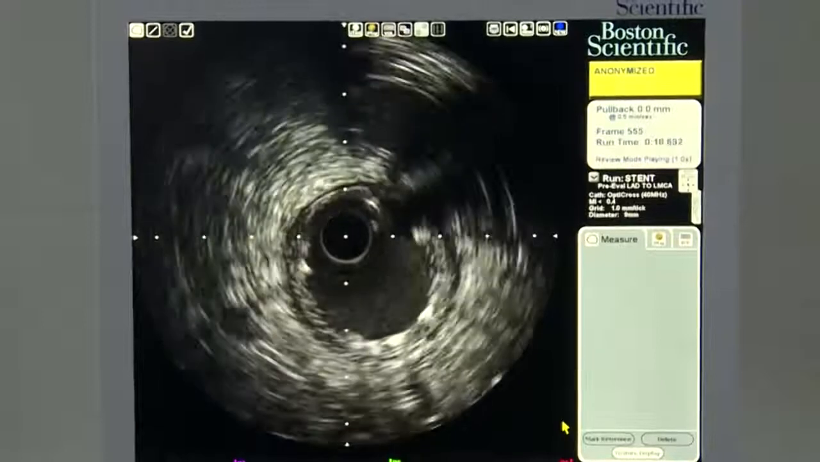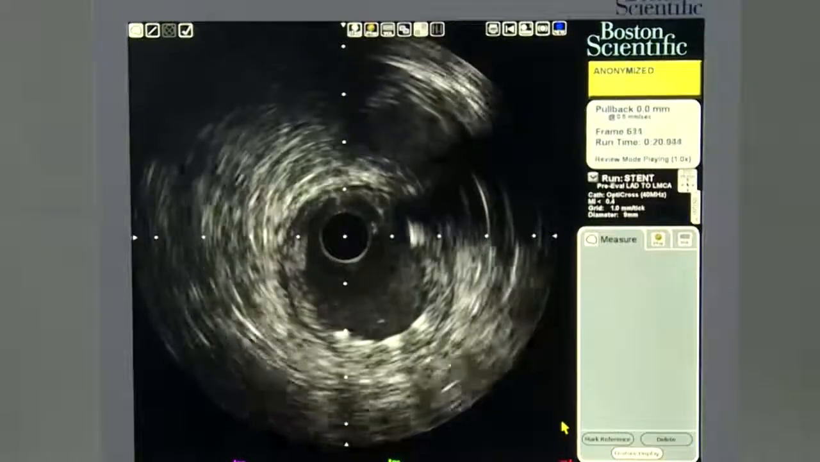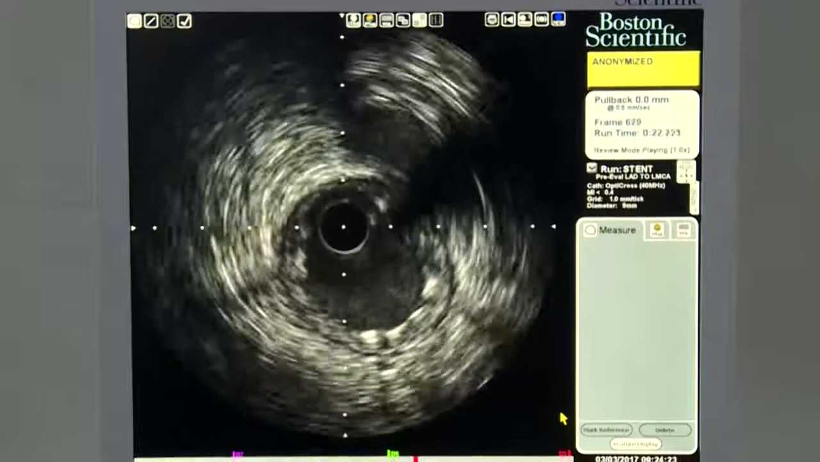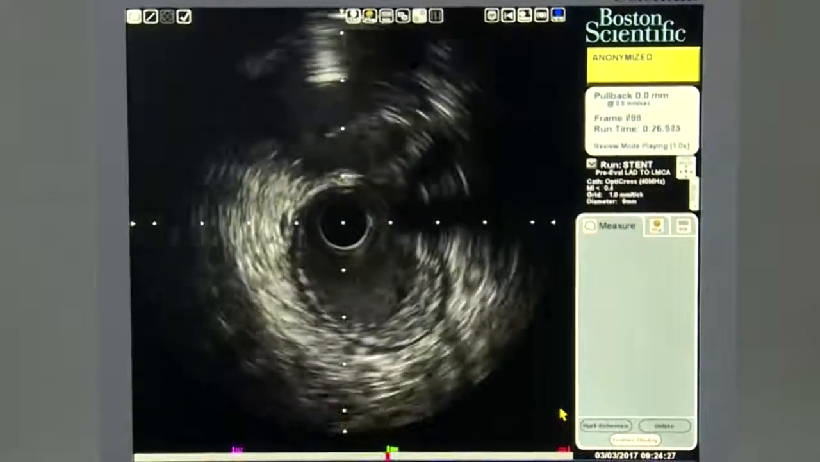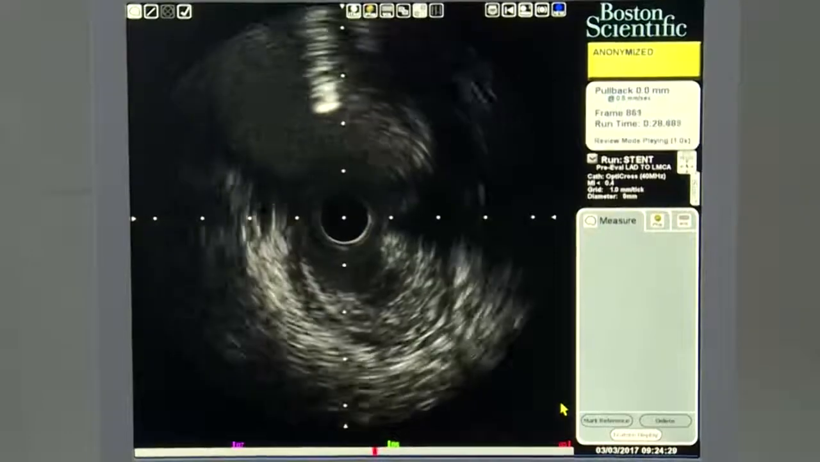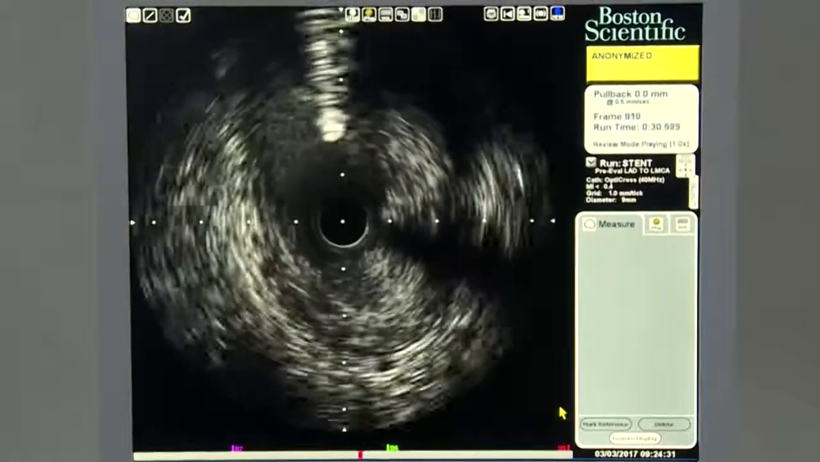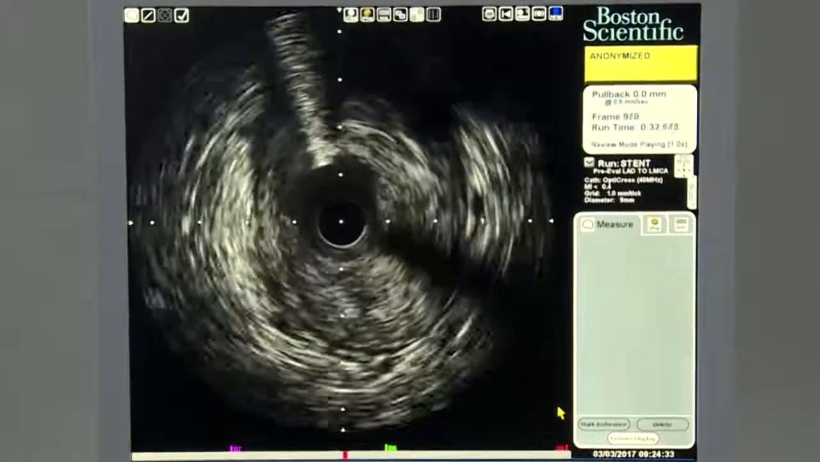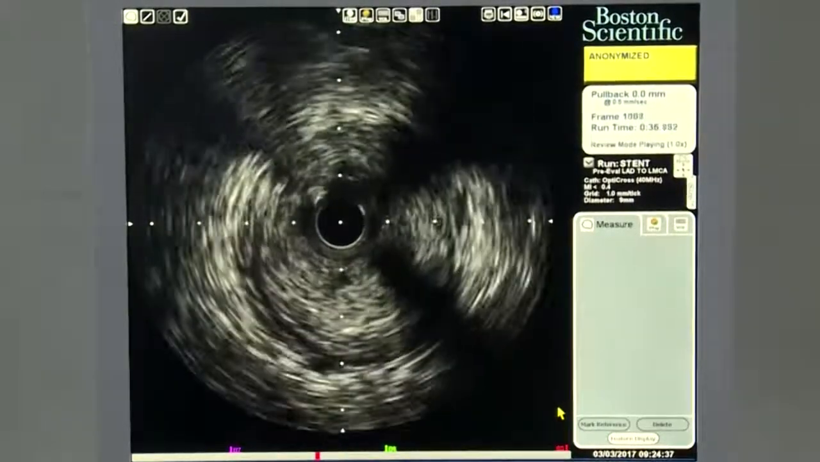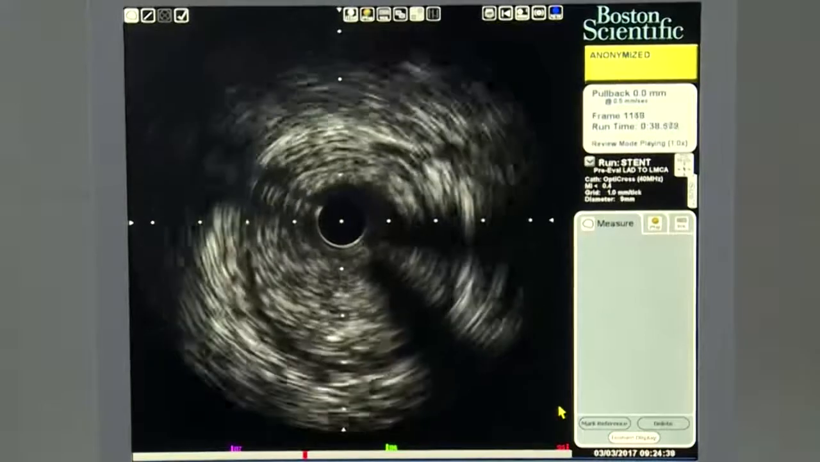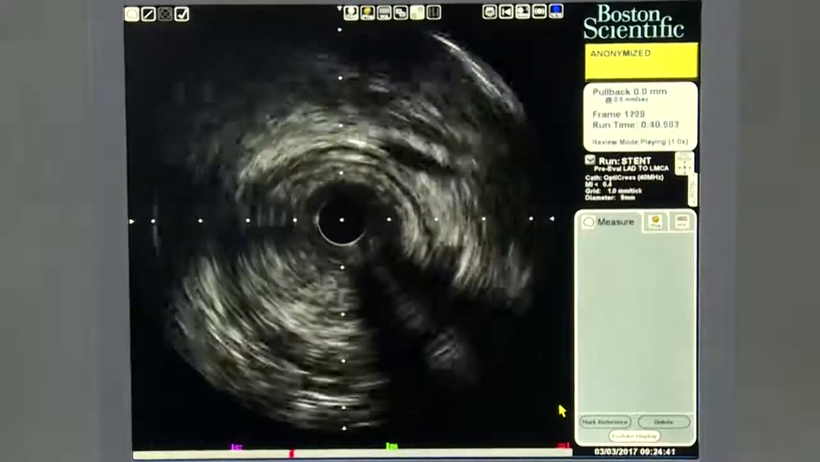So this is a pullback from LAD. The stent looks to be quite okay. It's about 3 millimeter or maybe 2.75 stent. The vessel looks 3. Next, as we get proximally, you see that tight stenosis. You get a lot of chunk of atheroma proximal to the stent, extending also into circumflex. And that is the left main, hardly any lumen.